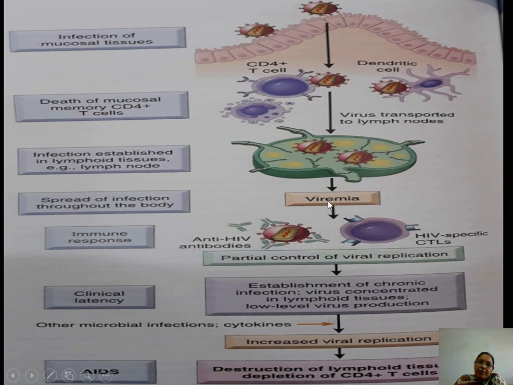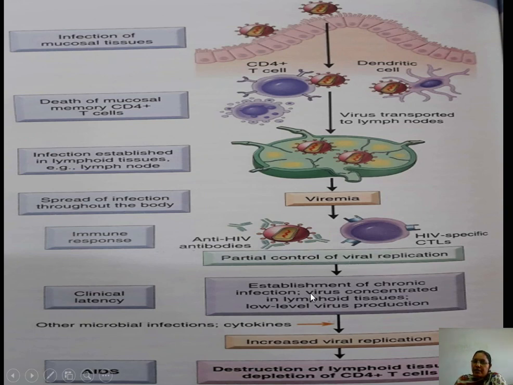They will cause viremia because there is spread of infection throughout the body. They multiply, they are released from here, and there is a phase of viremia. After the viremia, there is an immune response against these HIV virions. So there is production of anti-HIV antibodies and HIV-specific cytotoxic lymphocytes. They also help to restrict it, and this is the phase of immune response, and these two functions will cause partial control of viral replication.